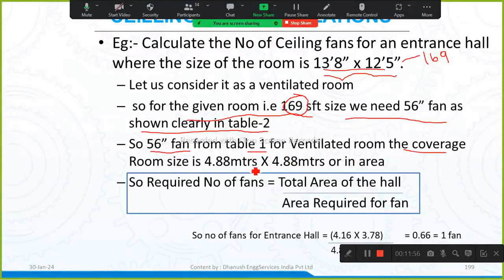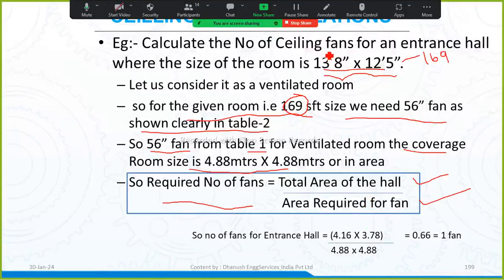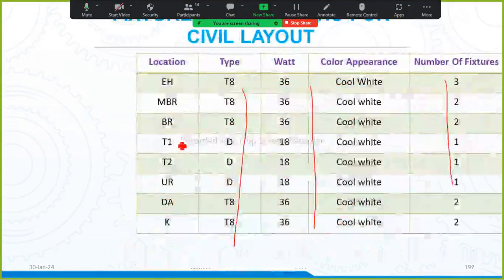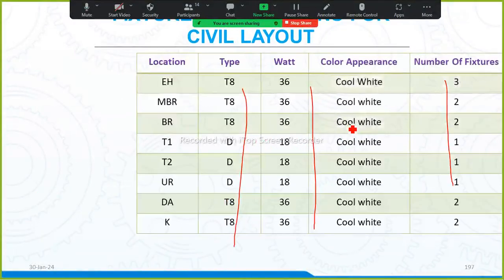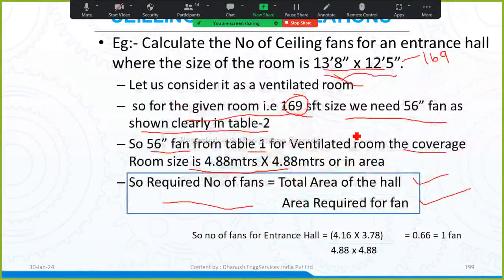For a ventilated room, the coverage room size is how much now? 4.88 by 4.88 meter, or if you want, you'll get it in feet. So required number of fans is equal to the total area of the hall divided by the area required for a fan. What is the total area of the hall here? In terms of meters, when we calculated, what is the value in meters here? 4.1 by 3.7. Then why is it written here as 4? Same, 4.17 into 3.78.